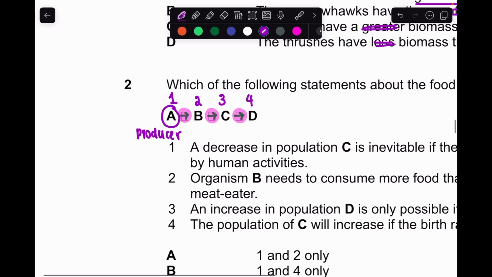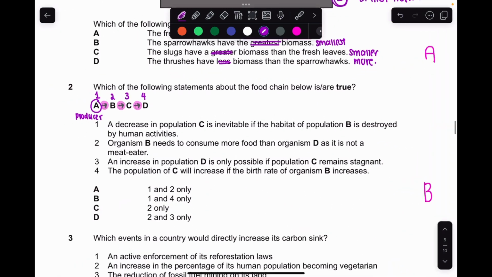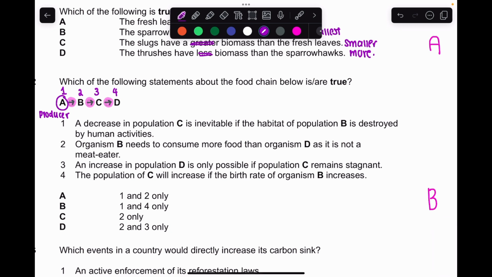So this topic, right, you can use a lot of common sense to try and figure out which statements are correct. So it says a decrease in population C is inevitable if the habitat of population B is destroyed by human activities. So if we destroy the habitats of population B, that means the number of population B is going to decrease. If that happens, then there will be less food available for C. So if C has less food, then I would expect that the population of C will decrease. So 1 is logical.